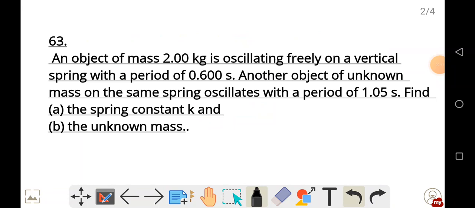An object of mass 2.00 kg is oscillating freely on a vertical spring with a period of 0.600 seconds. Another object of unknown mass on the same spring, so it's important to take note of the same spring, oscillates with a period of 1.05 seconds. Find A, the spring constant k, and B, the unknown mass.